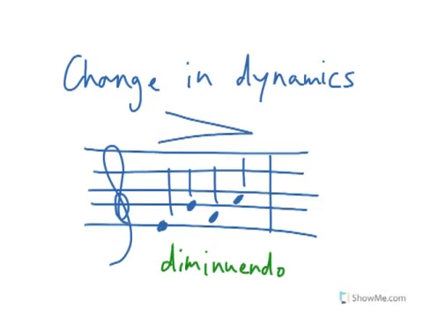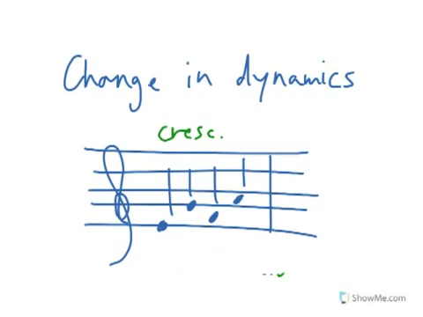Now I mentioned there are two ways this can be marked, and the other way is if you just see a CRESC, short for crescendo, on top, that's the same thing as the wedge getting louder and louder. So seeing the crescendo means to play it louder over time, and seeing the DIM is to play it softer and softer over time. So those are crescendo and diminuendo, and that was a lesson on dynamics.